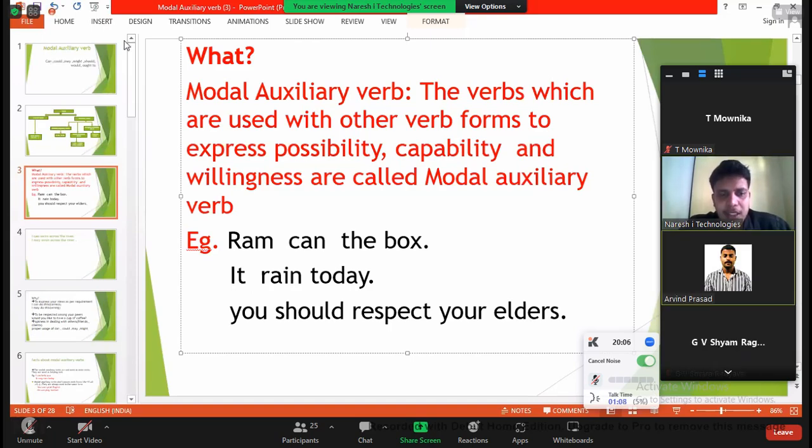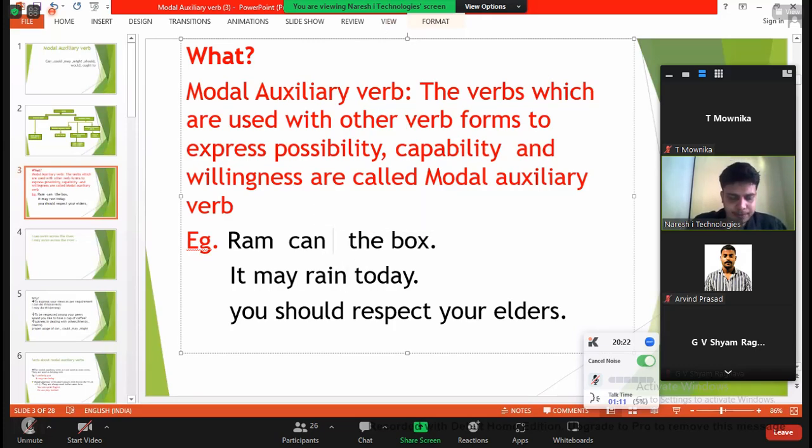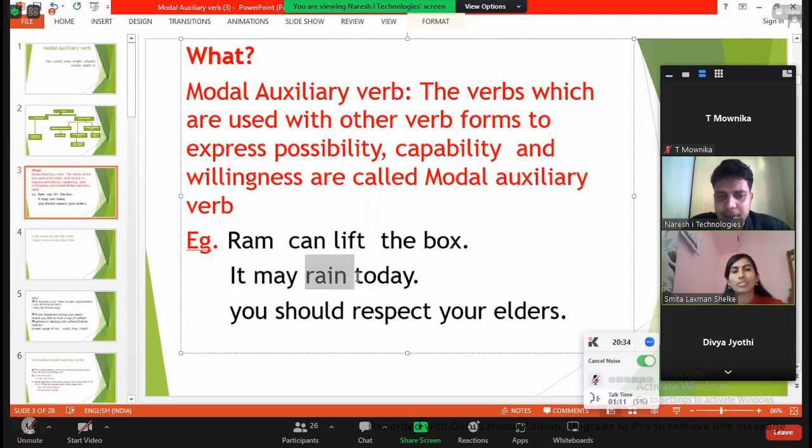Even if I add this may, and if I remove the rain, it may today. So what do we understand from the definition is that can is a verb form which is used with the other verb forms. And what is that other verb form? Live, lift, train, respect. Okay. In order to express the possibility. So which one is possibility among all the three? It may rain today.